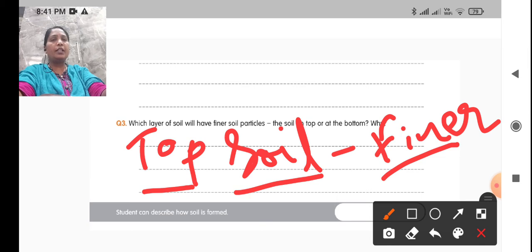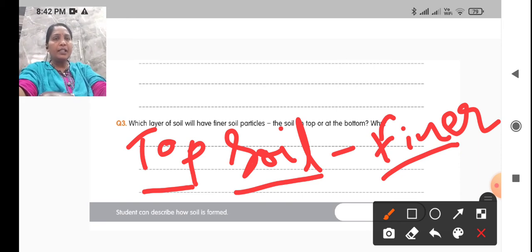The topsoil is the finest soil. It has finer soil particles, so the plants can grow very well in the topsoil. And why? Because whenever the formation of soil takes place and it settles down, the big rocks, the gravel, and the particles which are heavier than the gravel go down, and finally the smooth and finer particles stay at the top level.